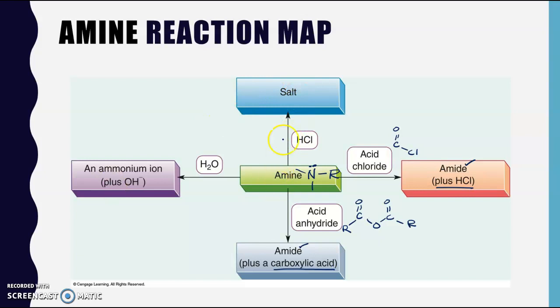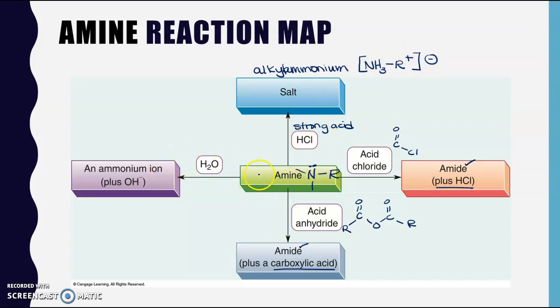If you react an amine with a strong acid such as HCl, really just any strong acid, you are going to get a salt, and it's going to be an alkyl ammonium salt. Alkyl ammonium. So NH3R, and then it's plus, and then whatever the minus is going to depend on what your acid was.